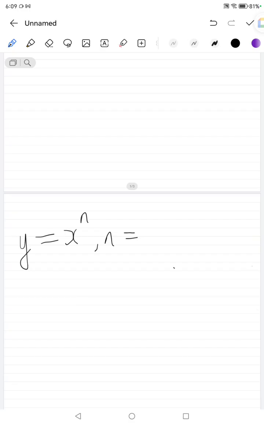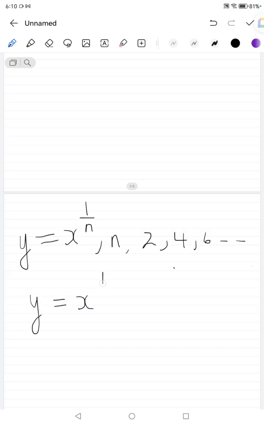The other cases I think I've explained. This is when you have something like 1 over n. So now instead of n we have 1 over n. Then n would be positive even numbers, like 2, 4, 6, and so on. One example is y is equal to x to the exponent 1 over 2, which can be further written as y is equal to the square root of x.